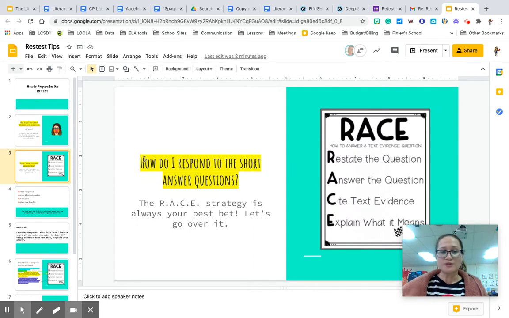All right, question number 2, how do I respond to the short answer question? So this was questions 9 and 10 on the test where you had to do a short answer response. You definitely don't want to answer with one sentence. You want to make sure it's a very full paragraph. So for this upcoming test, the retest, we made sure to explain that that is a 5-sentence paragraph response. I'd like to kind of break that down for you to make it easier to respond as well. The RAISE strategy is always your best bet. So let's go over it.